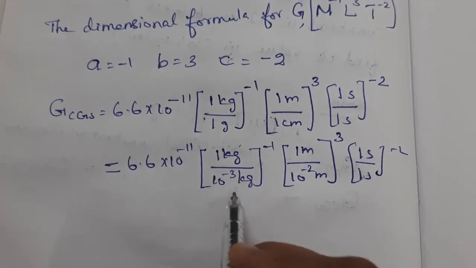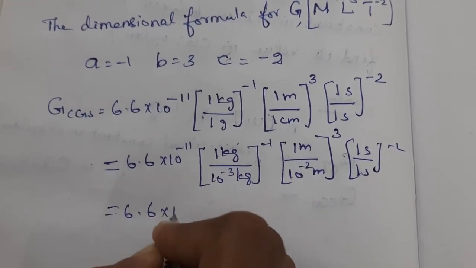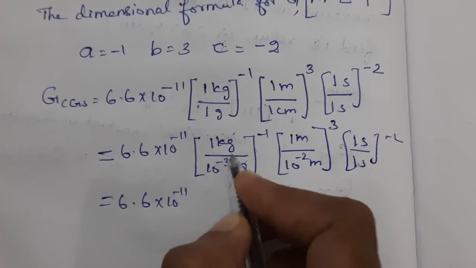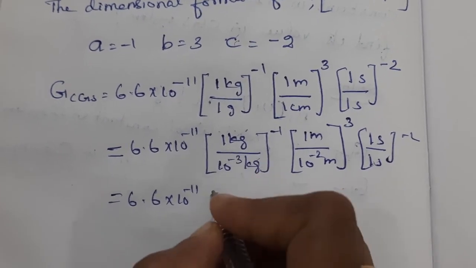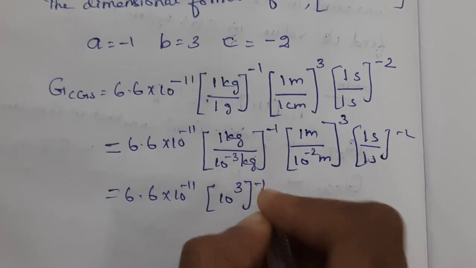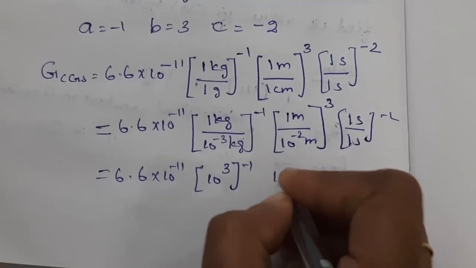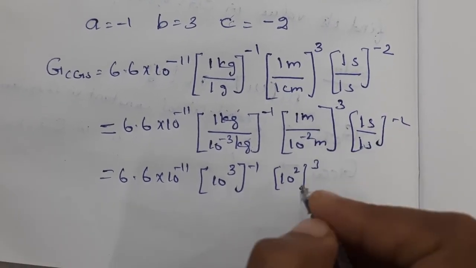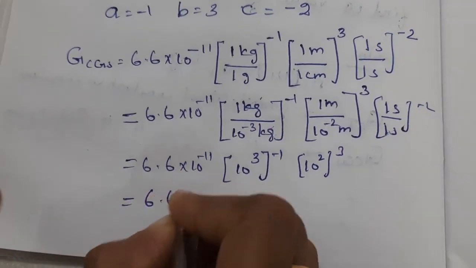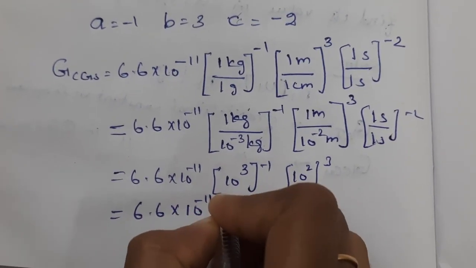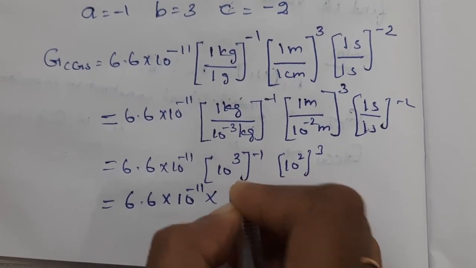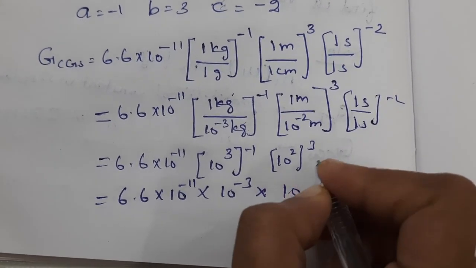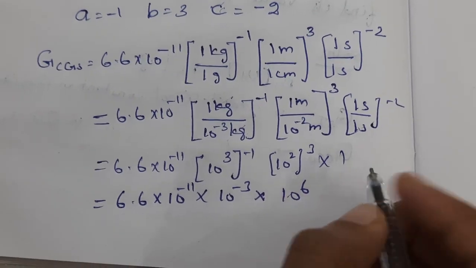So here kilogram gets cancelled. We can write 6.6 into 10 power minus 11 into 10 power minus 3, the whole power minus 1; if it comes to the numerator, we can write 10 power 3. Meter gets cancelled. 10 power 2 the whole cube, and 1 gets cancelled, that is 1 power minus 2. It is the same. So we can write 6.6 into 10 power minus 11 into 10 power 3, into 10 power minus 3 into 3, which is 10 power 6, into 1.